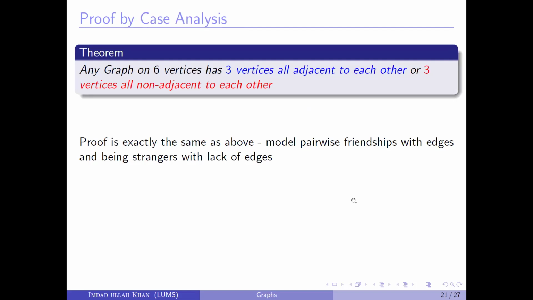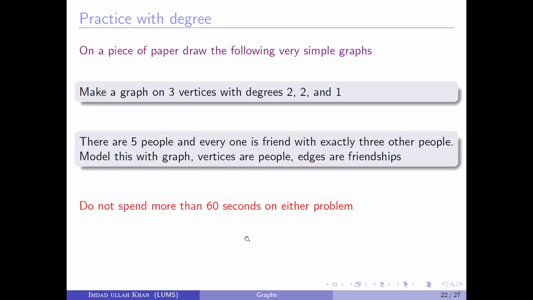And this is just a rewording of the same theorem that any graph on 6 vertices has 3 vertices that are adjacent to each other, or they are not adjacent to each other. So not adjacent means that the edge between those 2 particular vertices is missing. Okay, now there is some fun part.